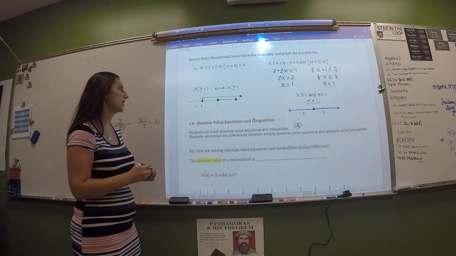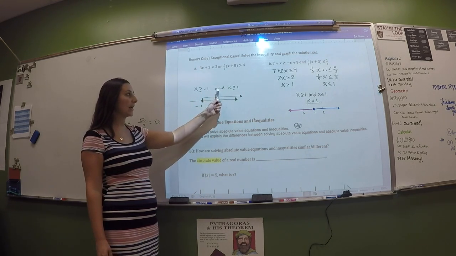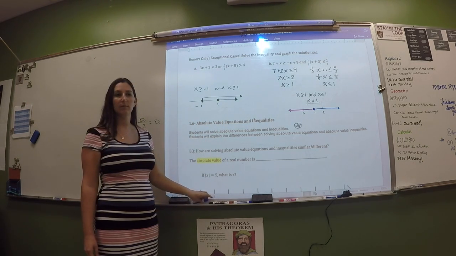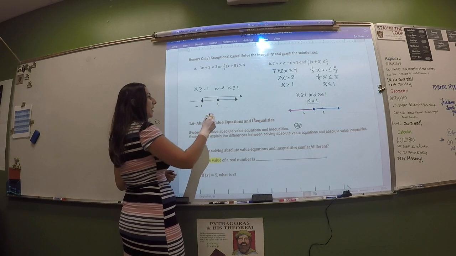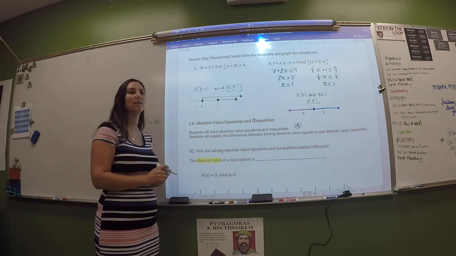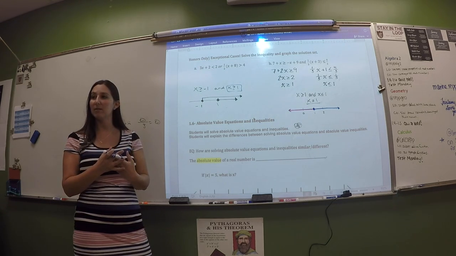So let's say our answer is x is greater than or equal to -1 and x is greater than or equal to 1. Where's the overlap? Yeah, 1 and beyond. So instead of saying both of these things, we can just say this one piece, because that's where they're overlapping.